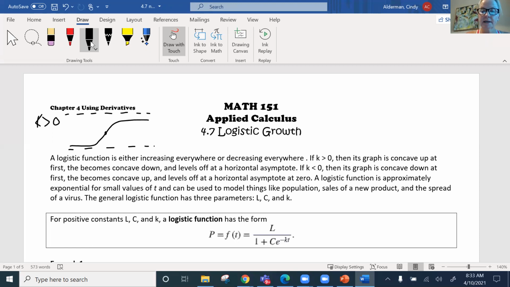And when I'm talking about K, I'm talking about this K. And this is the standard form of a logistic function. If K is less than 0, you'll end up with a similar graph, only maybe what you've expected already is that you would have concave down first, and then it would level off to 0, where the inflection point is there.